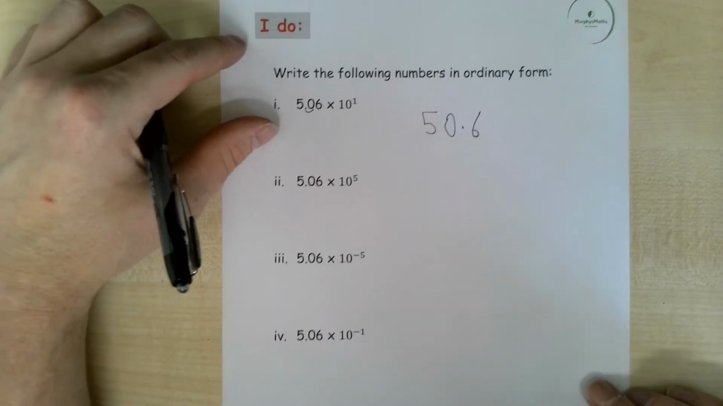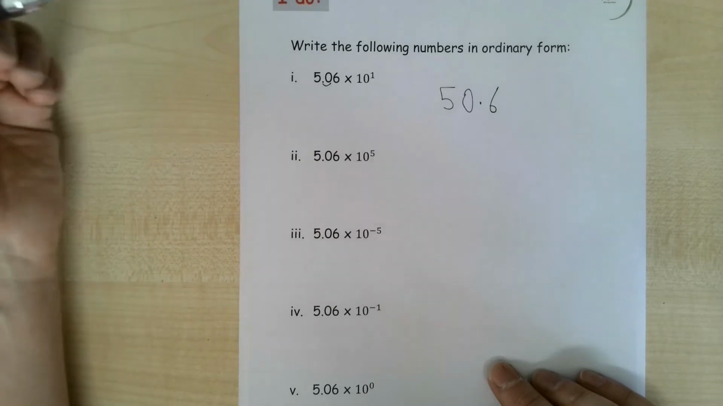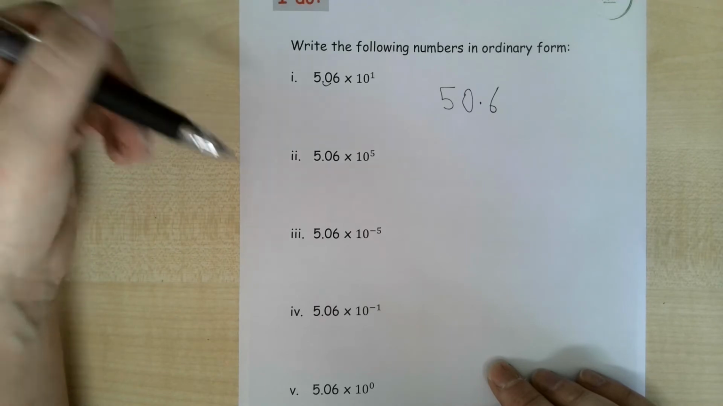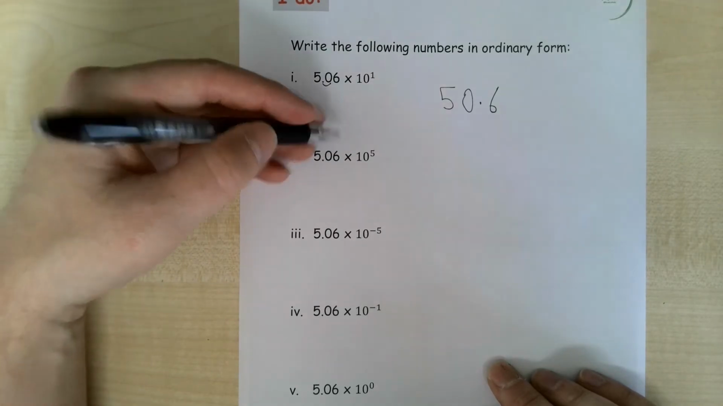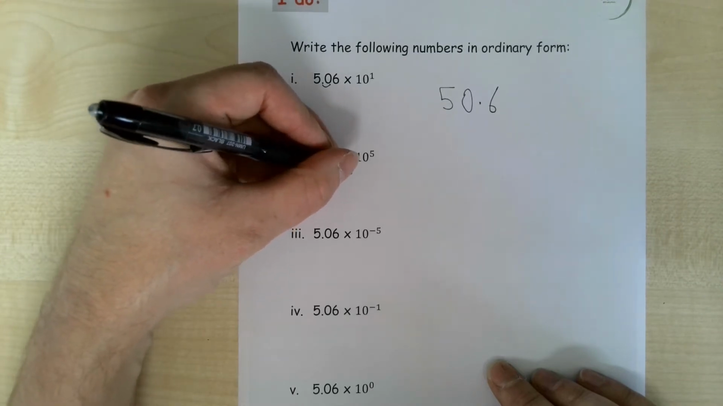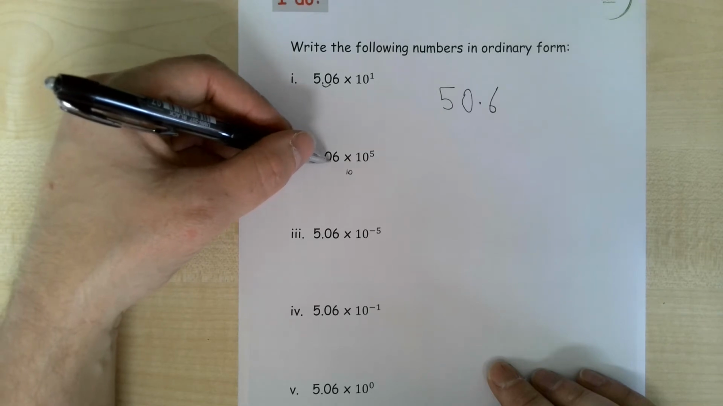The second question, it's getting a little bit trickier. It's going to have a 5, a 0 and a 6 in our answer. We just need to figure out where our decimal point is going to be so that it gives the 5, the 0 and the 6 its place value. What we're going to do is we're going to multiply this number by 10. We're going to do that 5 times. So if I multiply it once by 10, we get 50.6.